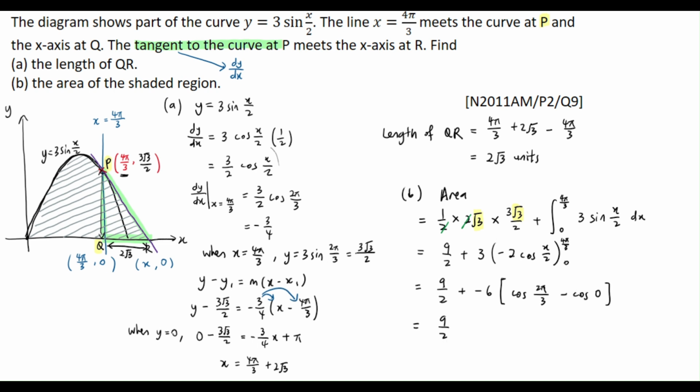So I'll have 9 over 2 plus, simplify this, you can just plug into the calculator, it'll be 9. So 9 over 2 plus 9, that will give you 13.5 units squared.